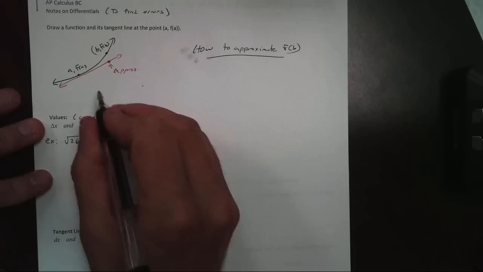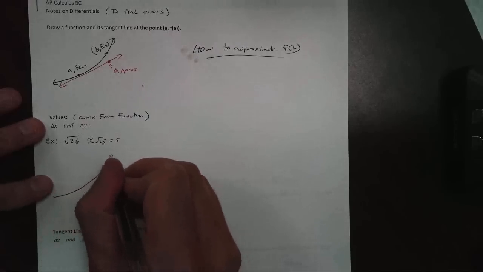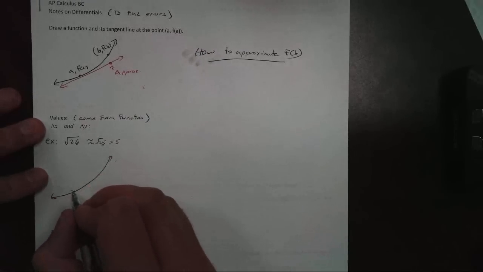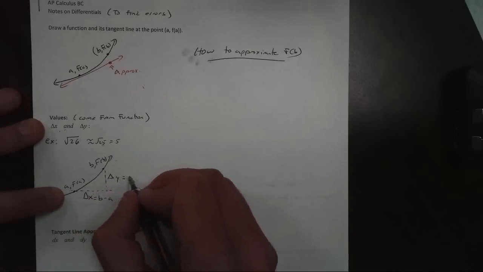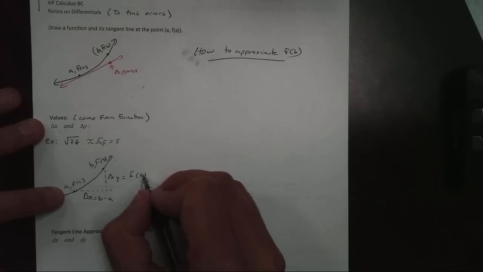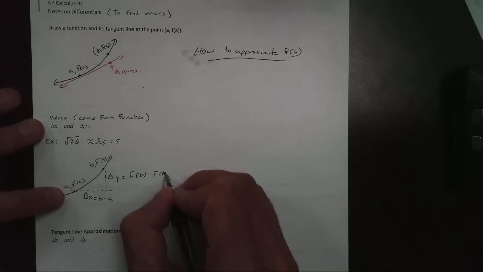So if I were to sketch out my original function here that I have, again, this is not the square root of x, and here's a, here's f of a, here's b, and here's f of b. The error, or delta y and delta x, come from our slope formula, if you notice. So this is my delta x, and it's just b minus a. Right over here we have delta y. It's just the difference in my y values, f of b minus f of a.